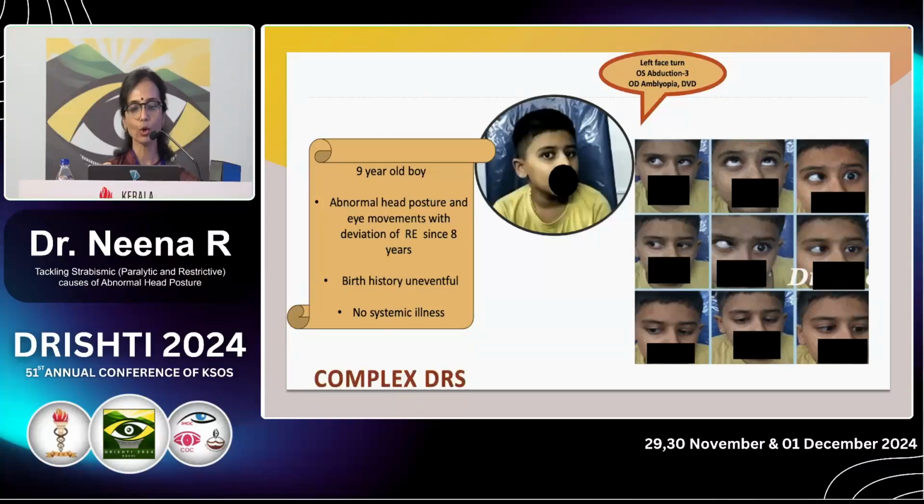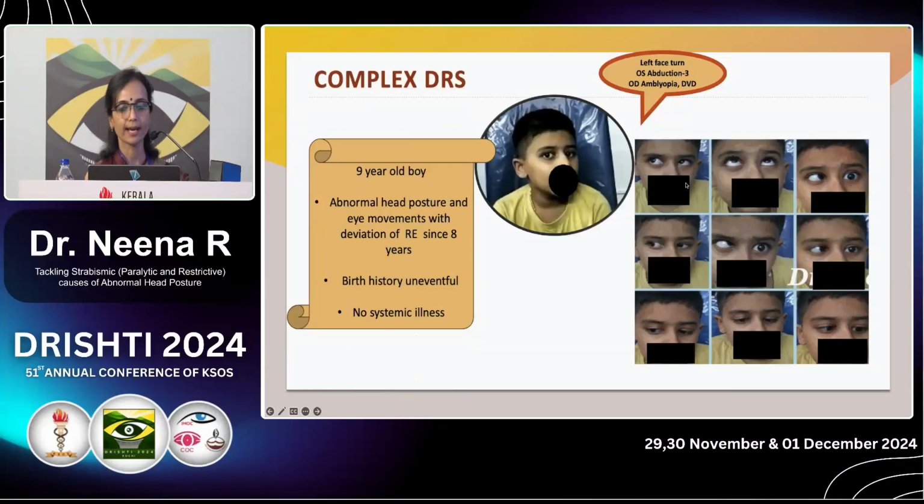You can have a little more complex case. Look at this boy. He has a very prominent left face turn and also some facial asymmetry. And if you correct his head posture in the primary position, you can see that the right eye is hypertropic and esotropic, and he has an abduction limitation in the left eye and palpebral fissure change in the left eye. So this is a left ESO-DRS, but fixing with the left eye.